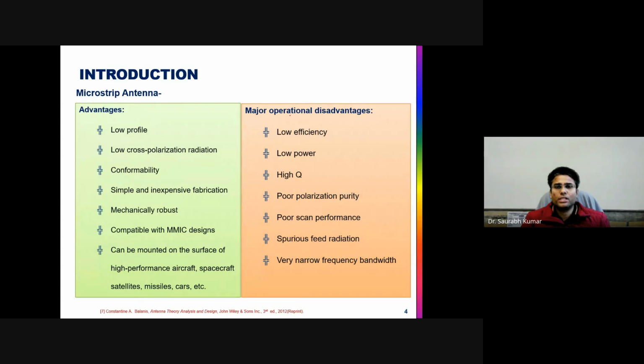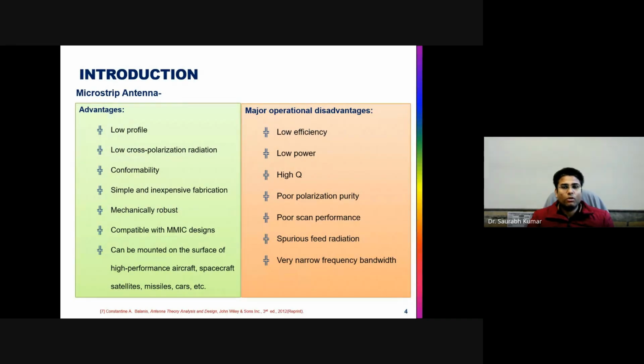Then some major operational disadvantages are low efficiency, low power, high quality factor, poor polarization purity, poor scan performance, spurious feed radiation, and very narrow bandwidth because of the low profile and the smaller dimension. And as the radiator is small, compared to the three-dimensional or the horn antenna, it will have low efficiency because a dielectric substrate is used. It will handle low power, and a high quality factor will be there.